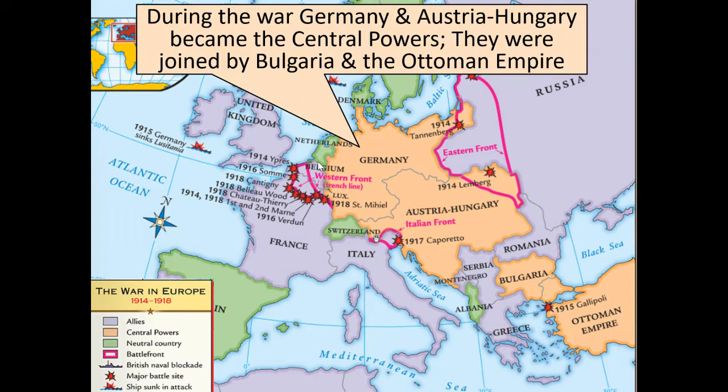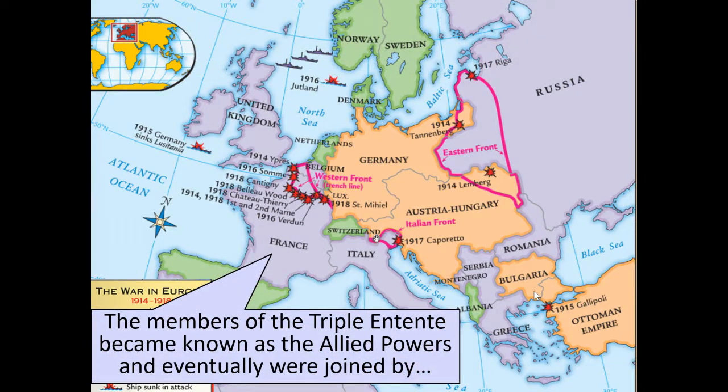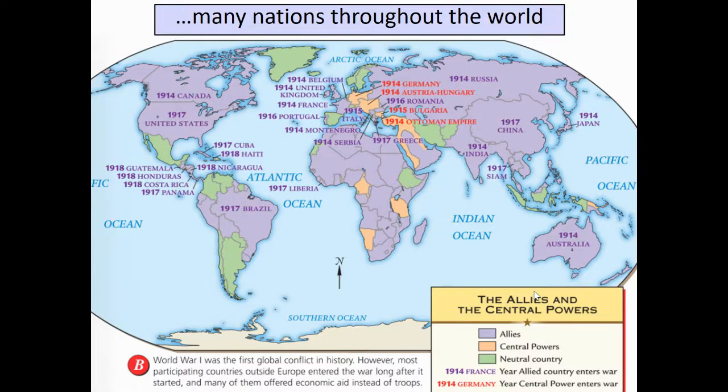Germany and Austria-Hungary become the Central Powers. Bulgaria and the Ottoman Empire, here in this tannish orangish color, will join them. They're not going to provide a whole lot, but they will help them with what they can. And the Triple Entente becomes known as the Allied Powers, and they're joined by all these countries around the world. And if you go back, basically you can see here, Germany in orange had imperialized some of these countries. Great Britain had imperialized India, had some dealings with China, had imperialized Australia. So you see a lot of countries that were connected to those European countries from imperialism involved in the war.